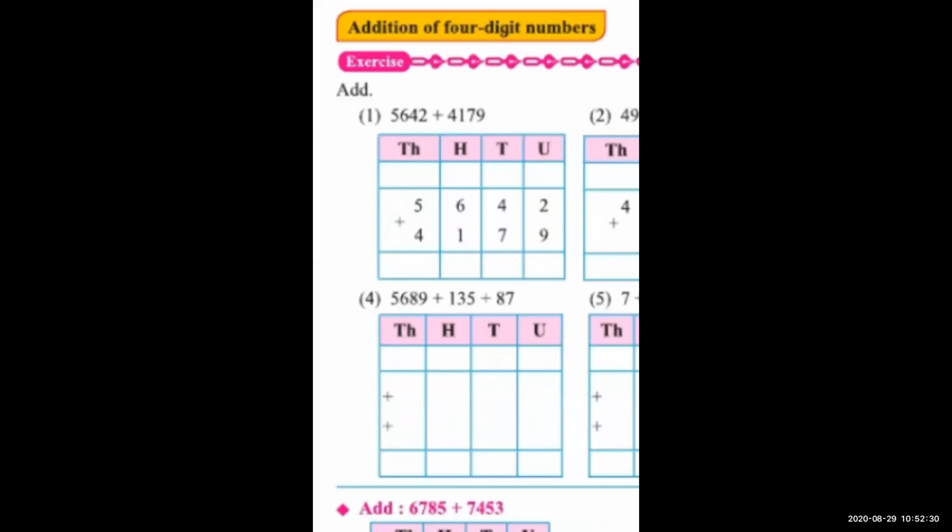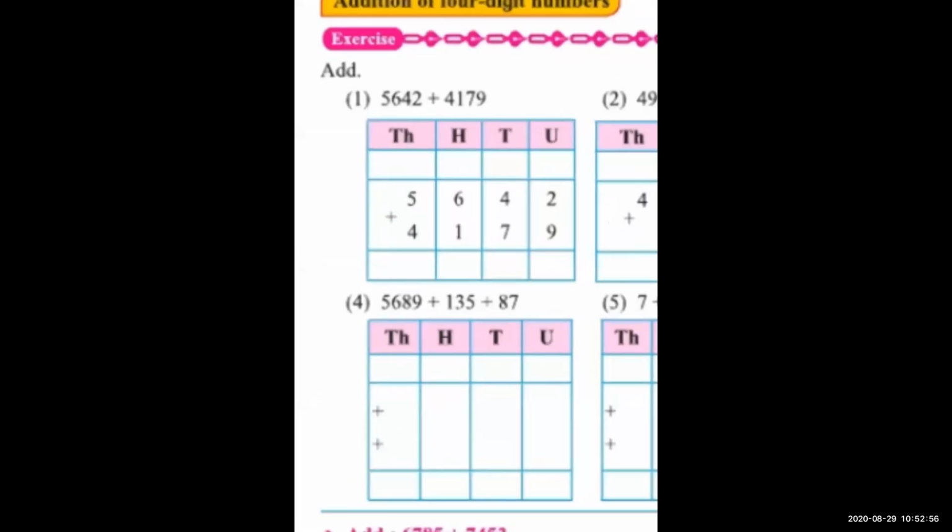What is the sum? 5,642. And downside what is given to you? 4,179. Both are which numbers? 4-digit numbers. Okay. Yesterday we learned 3-digit number addition and 2-digit number addition, and today we are going to learn 4-digit addition. Now watch properly how I am going to add these numbers.